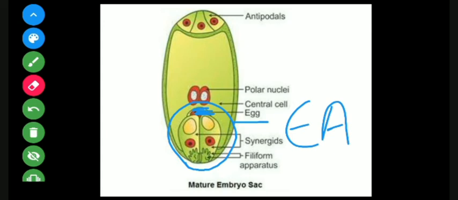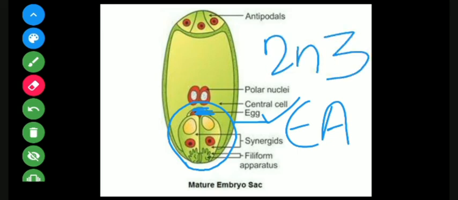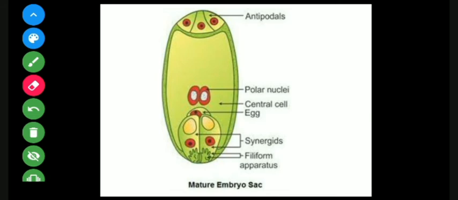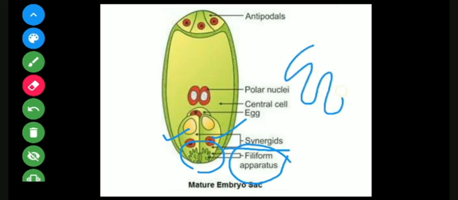Yeah, egg, it is there. Now the egg is acting as a female gamete with which the male gamete fuses to form a diploid zygote. Now you can see this part, which is called the synergid cell. Can you see the synergid cell is having a filiform apparatus? Yes, this part. You can see the finger-like projection is present.